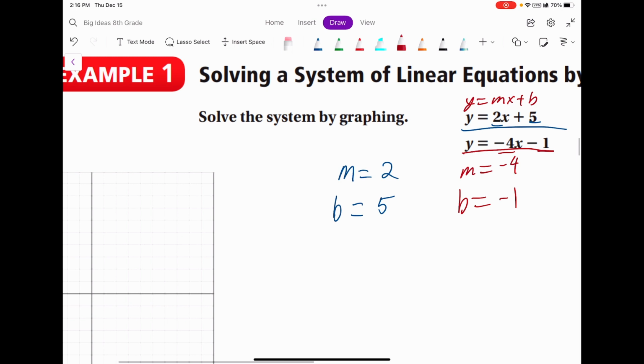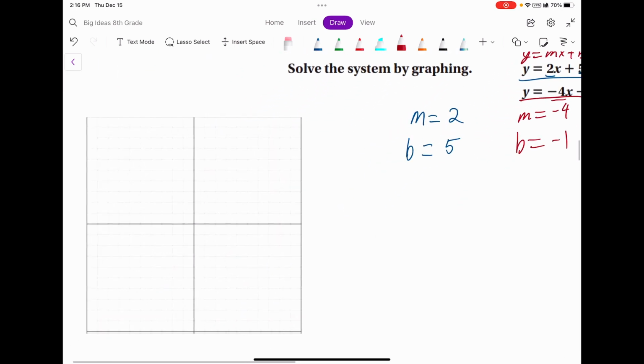Okay, so now we come over here to our graph, and we're going to go with our red first. We begin on -1, and then our slope tells us to go down 4 over 1. Down 4 over 1. Now we have to be very careful with these because if we are off at all, it actually will really change our answers here. Okay, so I think I got that one pretty good.